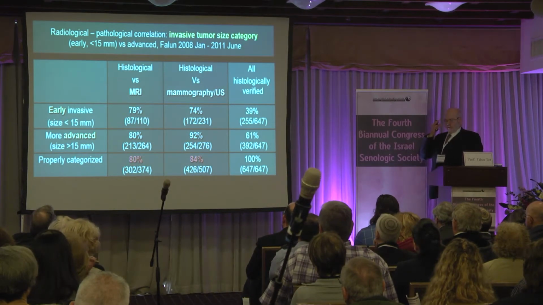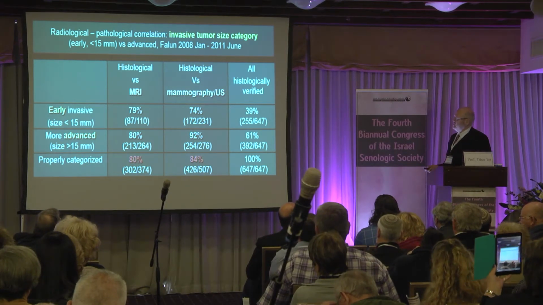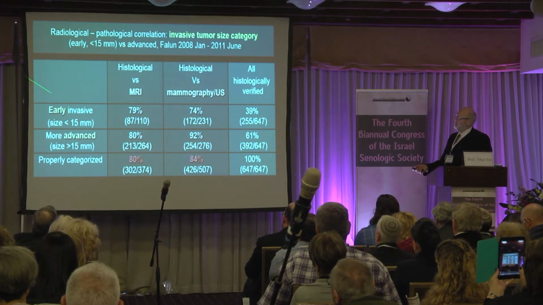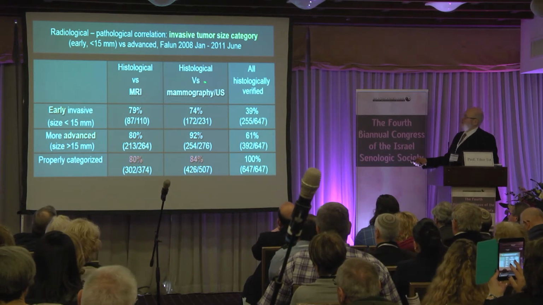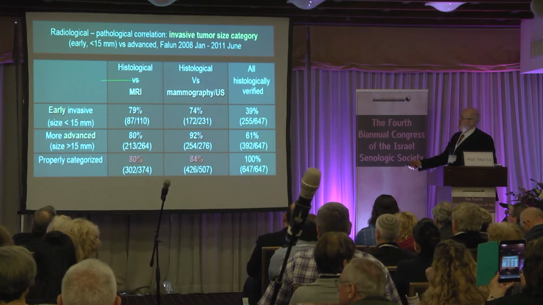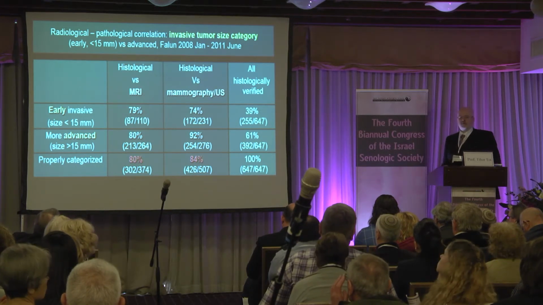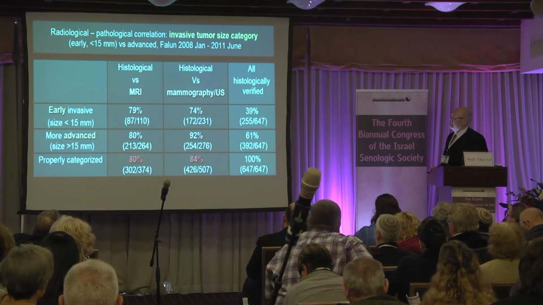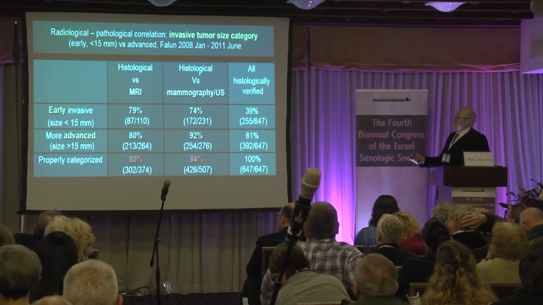One biological reason for this difference between radiology and pathology may be the following. Measuring the size, early invasive, less than 15 millimeters or more than 15 millimeters. Ultrasound, MRI, histology, mammography, ultrasound, and so on and so on. Everything is good. 80, 84%, it is achieved. Okay, it's good. It cannot be 100% anyway. So measuring the size with radiological methods and pathological methods, it's okay.